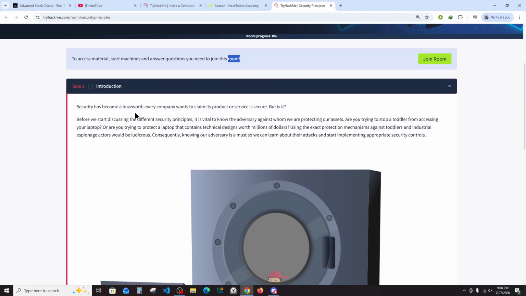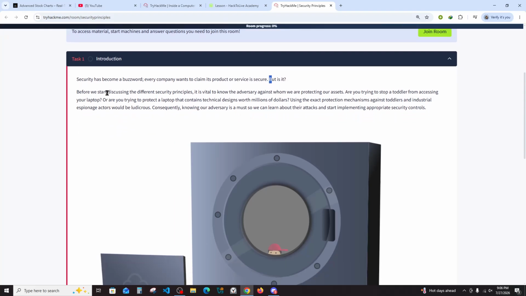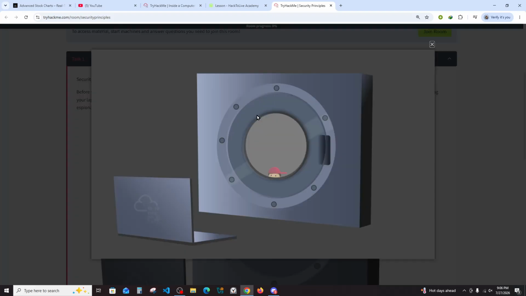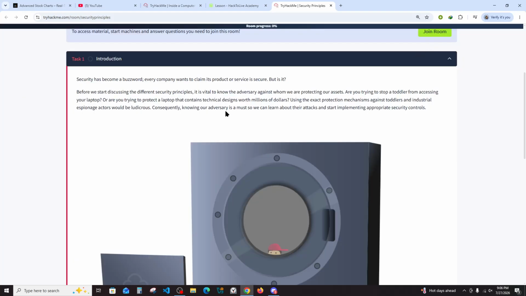Security has become a buzzword. Every company wants to claim its product or service is secure, but is it? Before we start discussing the different security principles, it is vital to know the adversary against whom we are protecting our assets.